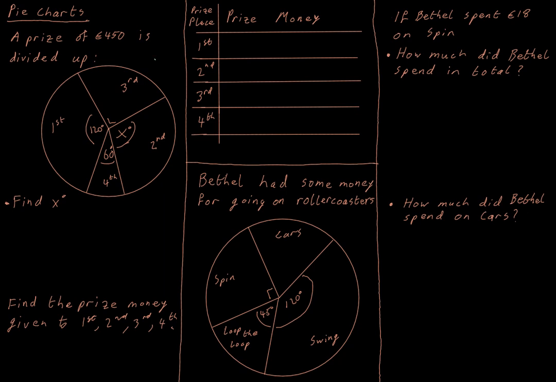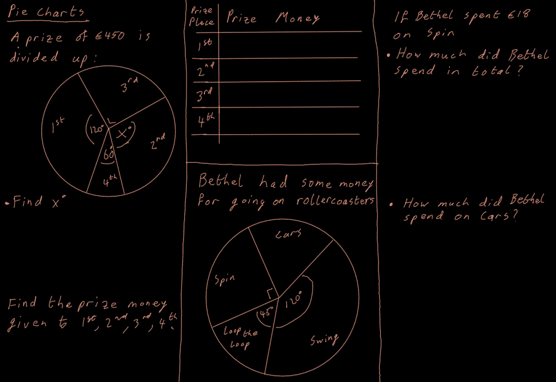Hello, now we are going to look at pie charts. A pie chart is where we have a circular chart and we've broken up our circle into different sectors, into different fractions of the circle for different categories or groups that we're talking about.